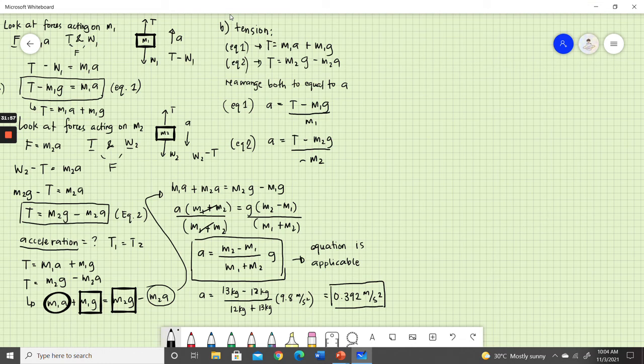And remember yung assumption natin? Our assumption is that A1 is equals to A2. Yung isa is negative sign. Okay, so we do not need to worry about the negative sign. We just have to equate both sides. So that is T minus M1G divided by M1 is equals to T minus M2G divided by negative M2.